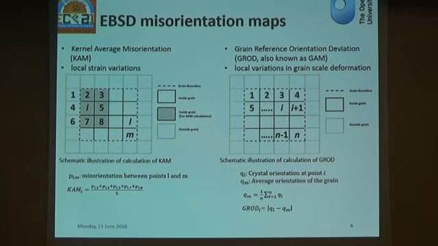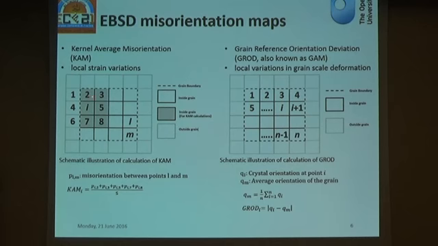So I'm using two EBSD misorientation maps to look at the plastic deformation. One is a kernel-based approach to understand the local strain variations, and another is a grain-based approach to identify the local change in plastic strain at a grain scale.